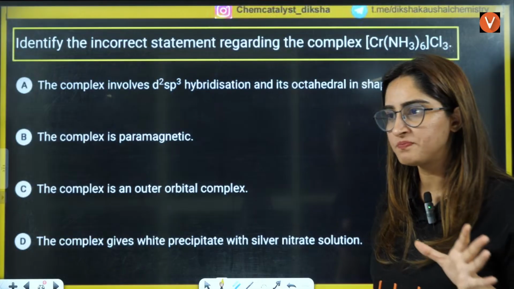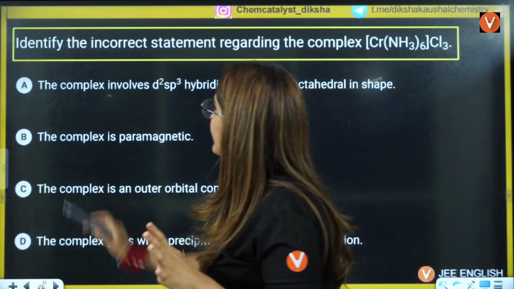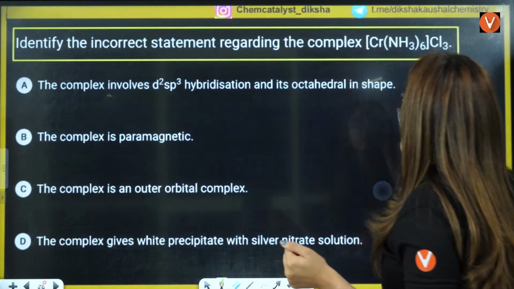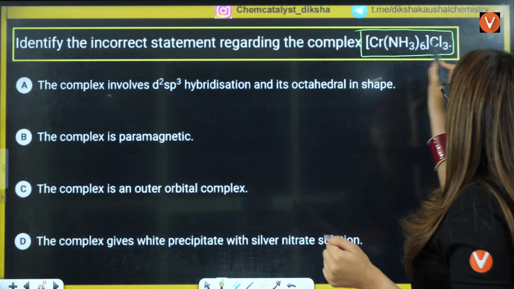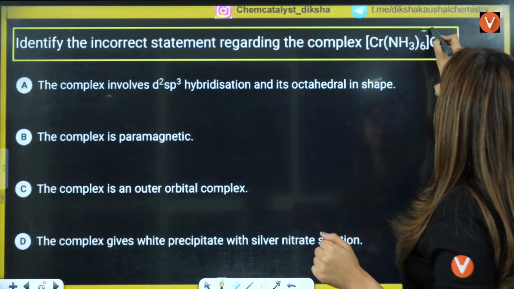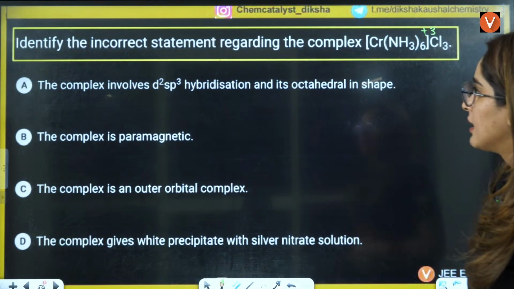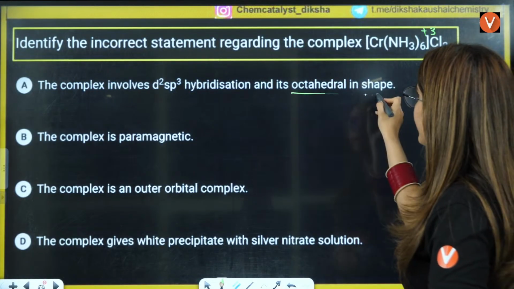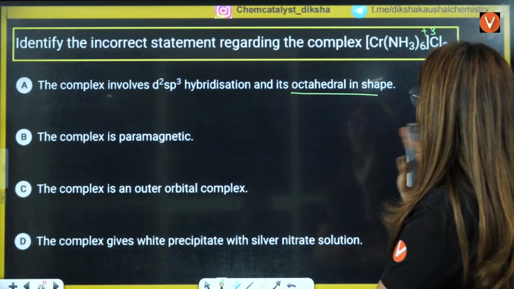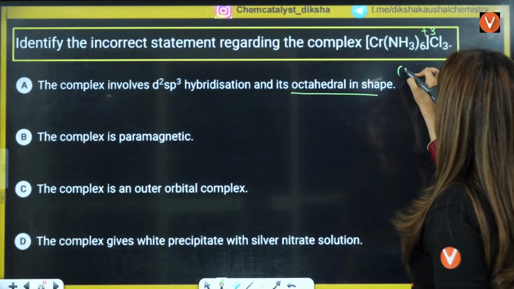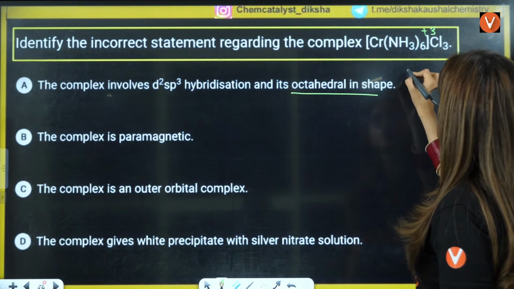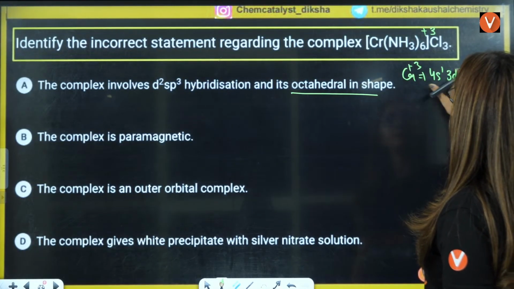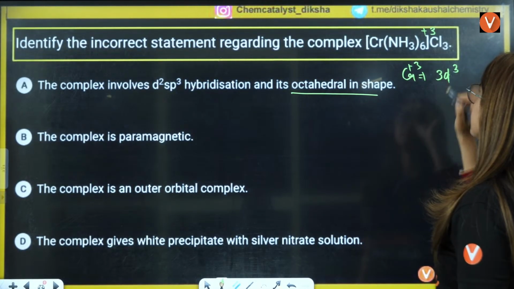Right? Okay. Next question is: identify the incorrect statement regarding the complexes. So this complex is given to you. This is 3+, right? Incorrect statement regarding this. See, first, it is going to be octahedral in shape. That is correct. Is it going to be paramagnetic? Let's see that. Chromium will exist in +3 oxidation state. Chromium is 4s1 3d5. Chromium 3+ is 3d3.